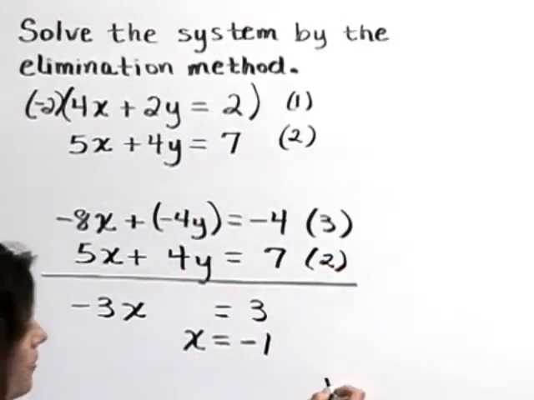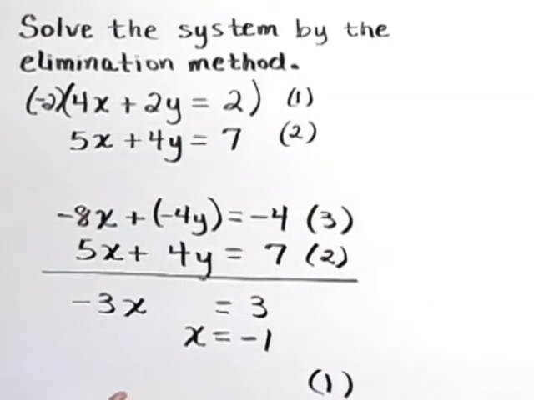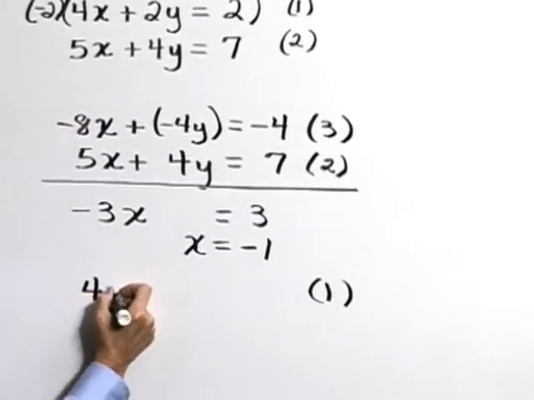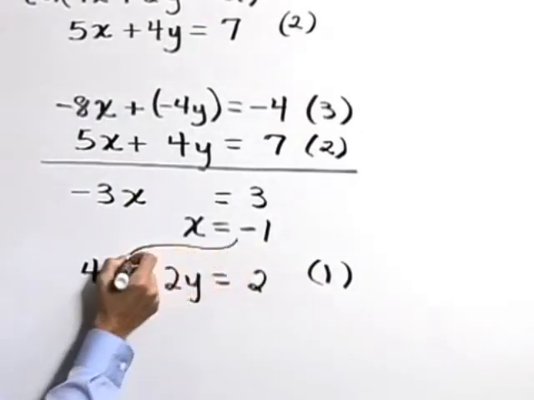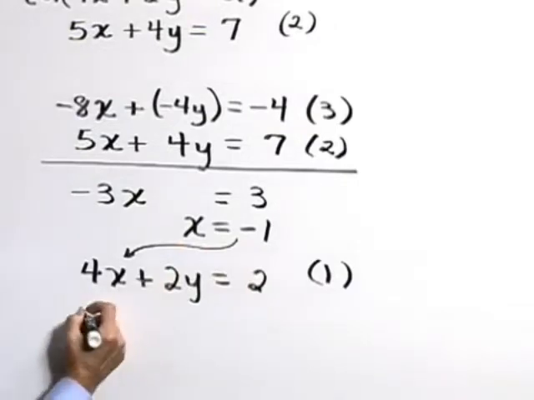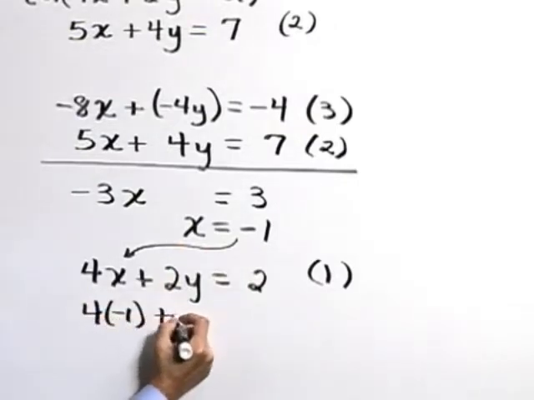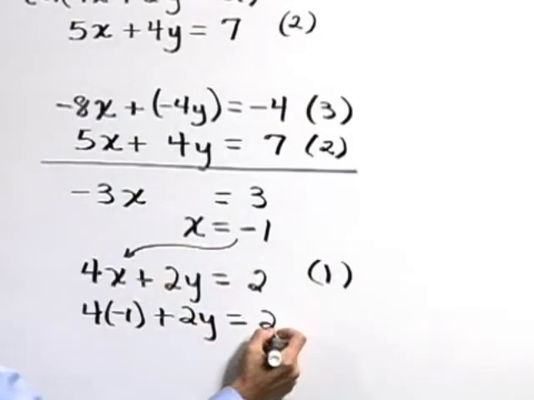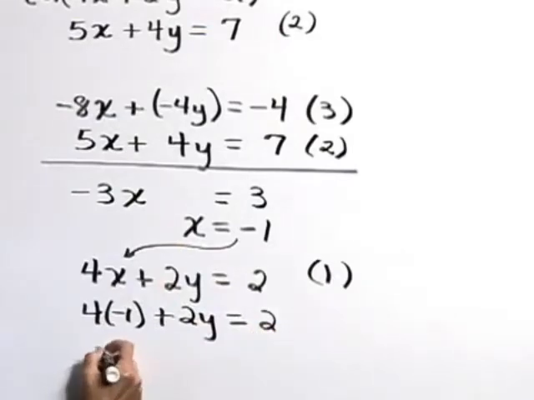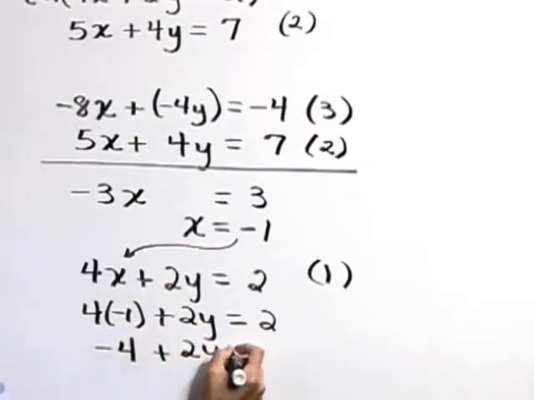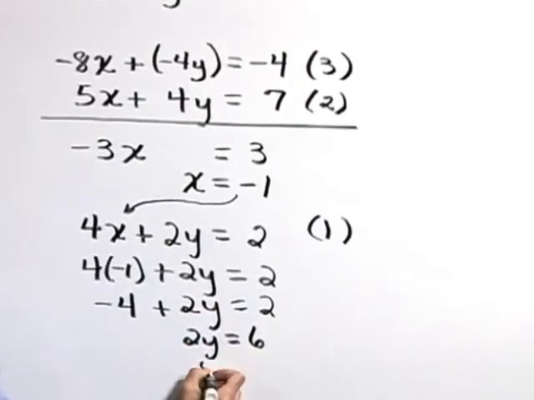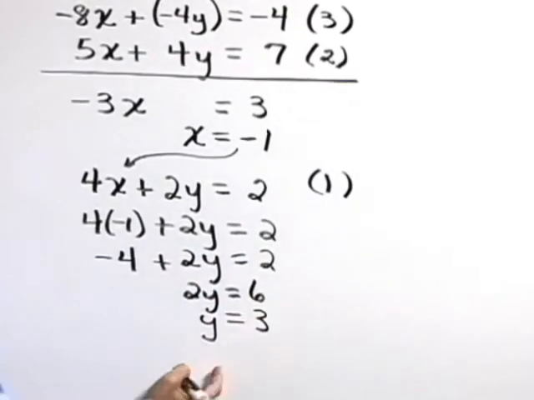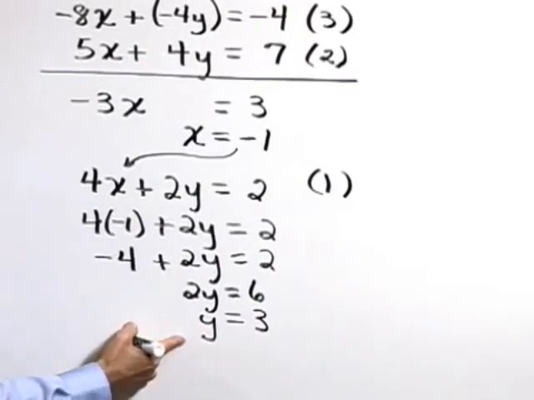I'm going to go up and choose my first equation, equation 1, to do that. That equation is 4x plus 2y is equal to 2. And substituting x equal negative 1, we have 4 times negative 1 plus 2y is equal to 2. That's negative 4 plus 2y is equal to 2. Adding the 4 to both sides gives 2y is equal to 6, or y is equal to 3. So we've solved for both x and y.